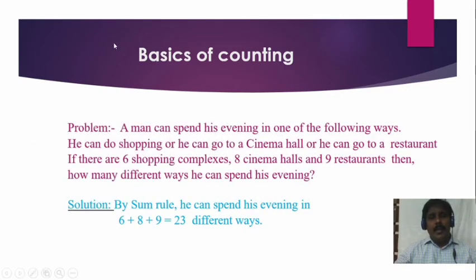Next problem: a man can spend his evening in one of the following ways. He can go shopping, or he can go to a cinema hall, or he can go to a restaurant. There are 6 shopping complexes, 8 cinema halls, and 9 restaurants. The question is how many different ways he can spend his evening. By the help of the sum rule, easily we can say 6 plus 8 plus 9, that is 23 different ways. So he can spend his evening in 23 different ways. By the help of the sum rule, easily we can solve this type of problems.